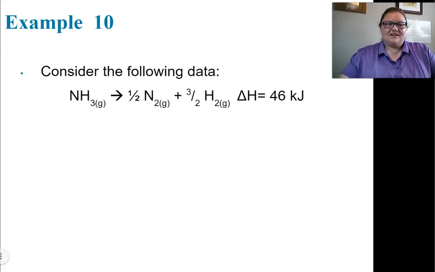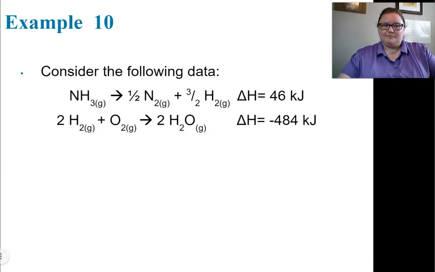We have NH3 on the product side. That's ammonia. And it's a decomposition reaction because we only have the one reactant to start with. So it's breaking apart into the components, nitrogen gas and hydrogen gas. And we're also given a delta H for this decomposition reaction at 46 kilojoules.